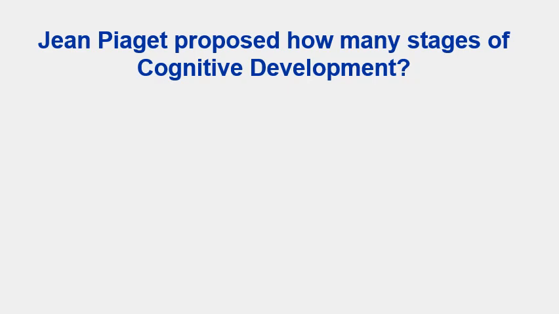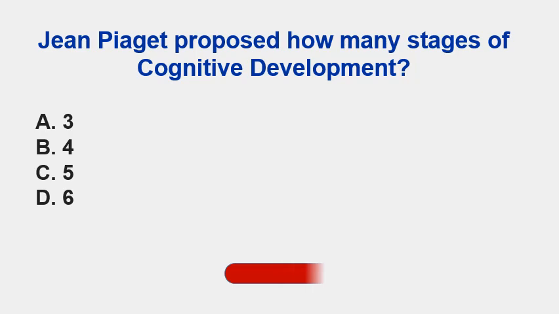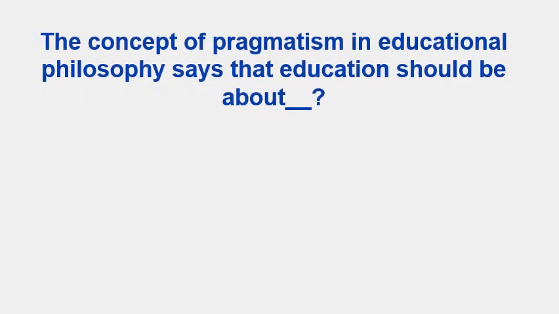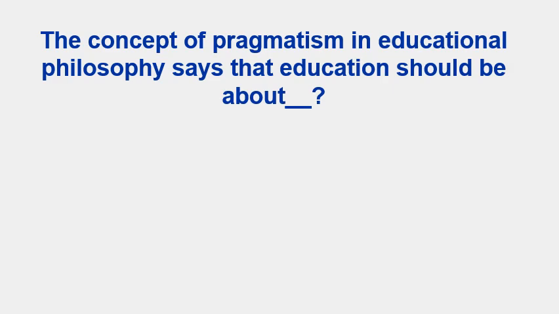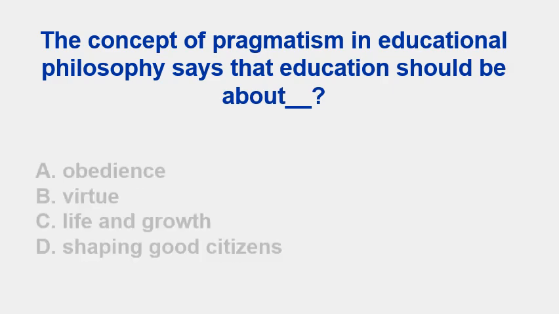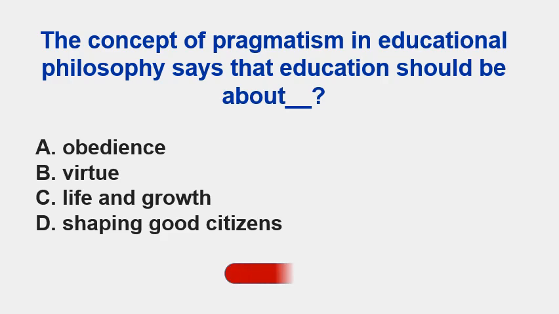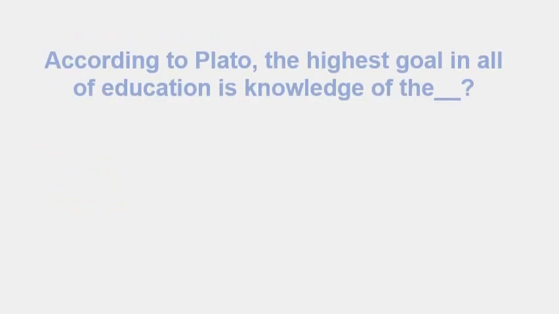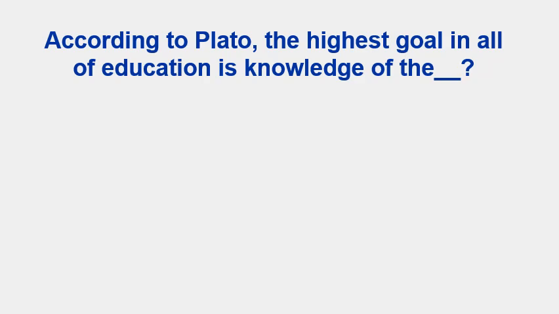Jean Piaget proposed how many stages of cognitive development? The concept of pragmatism in educational philosophy says that education should be about. According to Plato, the highest goal in all of education is knowledge of the.